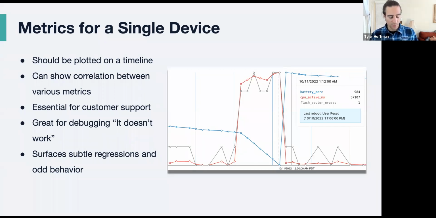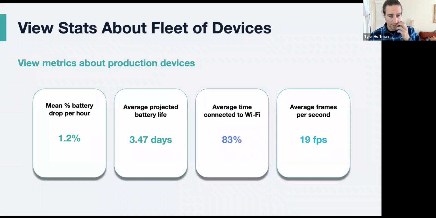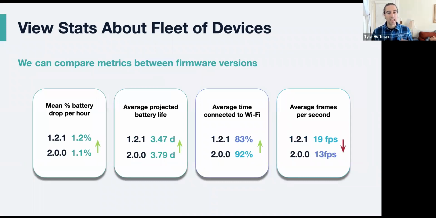And it's not only the device view. That is super nice. I'll skip this slide. Now you can view issues on a fleet level. And so if you track metrics from one firmware version to another, and you compare them, you can see whether your metrics improved or have actually gone down.